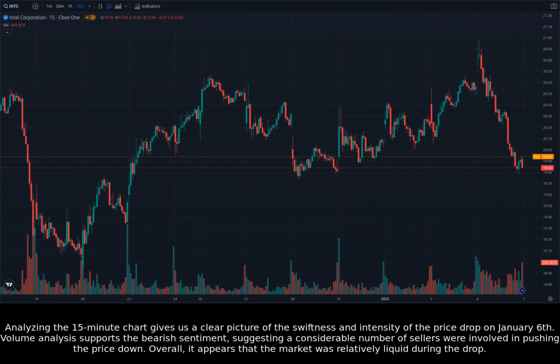Analyzing the 15-minute chart gives us a clear picture of the swiftness and intensity of the price drop on January 6th. Volume analysis supports the bearish sentiment, suggesting a considerable number of sellers were involved in pushing the price down. Overall, it appears that the market was relatively liquid during the drop.